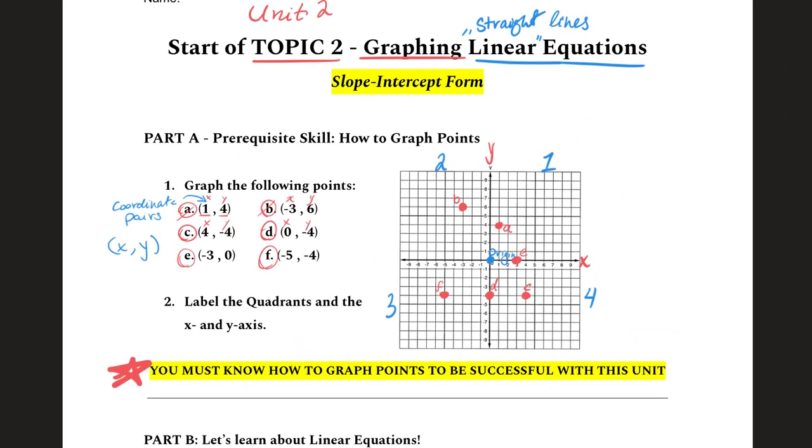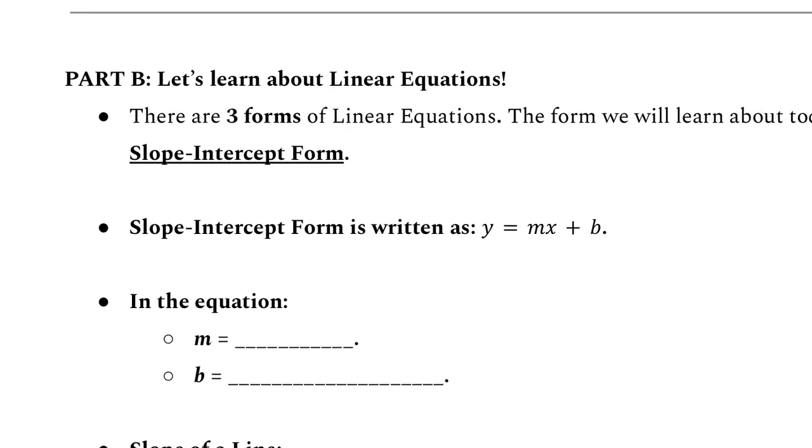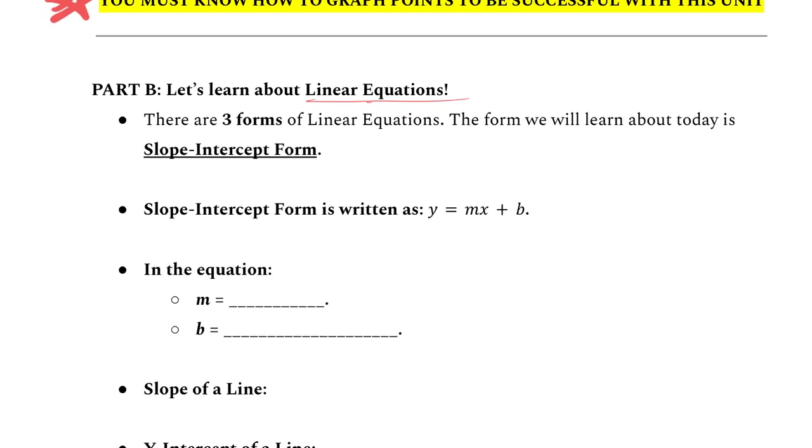Now the title of this page is called slope-intercept form, because let's go ahead and look at our notes here. We're going to learn about what we call linear equations. There are 3 forms of linear equations. The form we're going to learn about today is called slope-intercept form. Go ahead and hit that with a couple more underlines. Slope-intercept form.